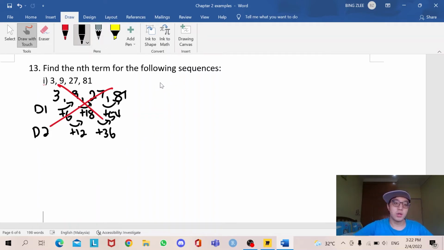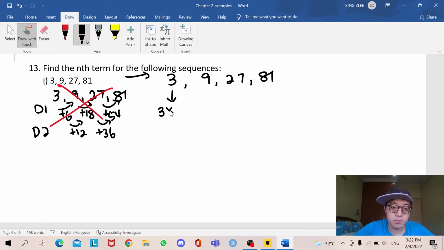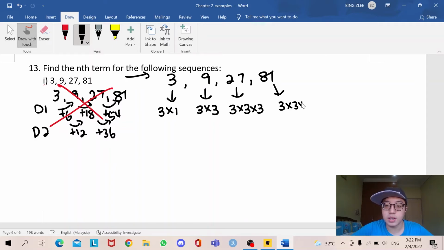So from here, 3, 9, 27, and 81 all have a common thing. This is 3 times 1. This is 3 times 3. And this is 3 times 3 times 3. And this is 3 times 3 times 3 times 3. So you need to be familiar with this kind of sequence because it can be multiples of 2, or even square numbers of 2, square numbers of 4, cube numbers of 3, like this.